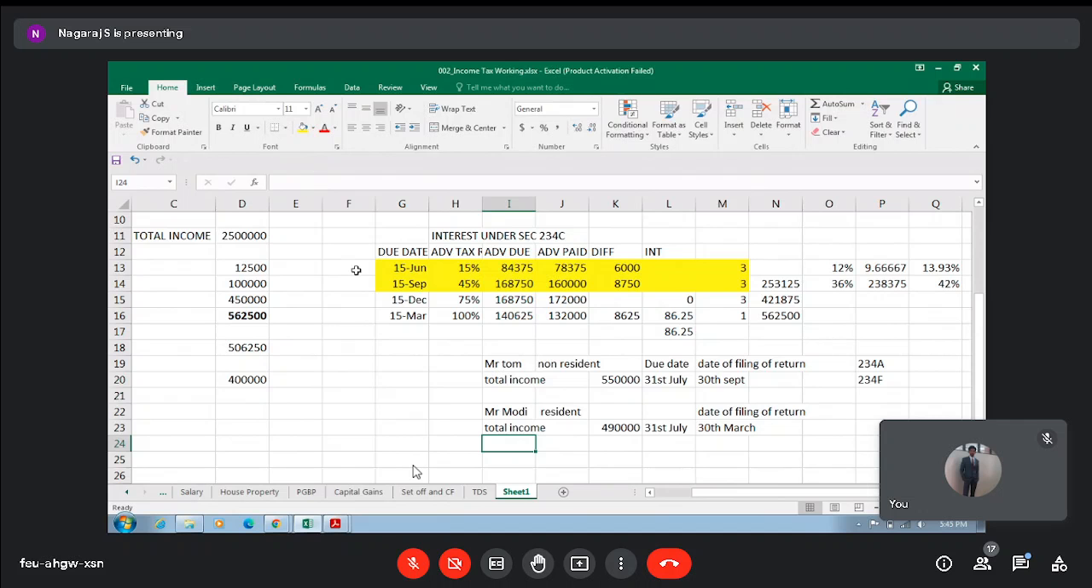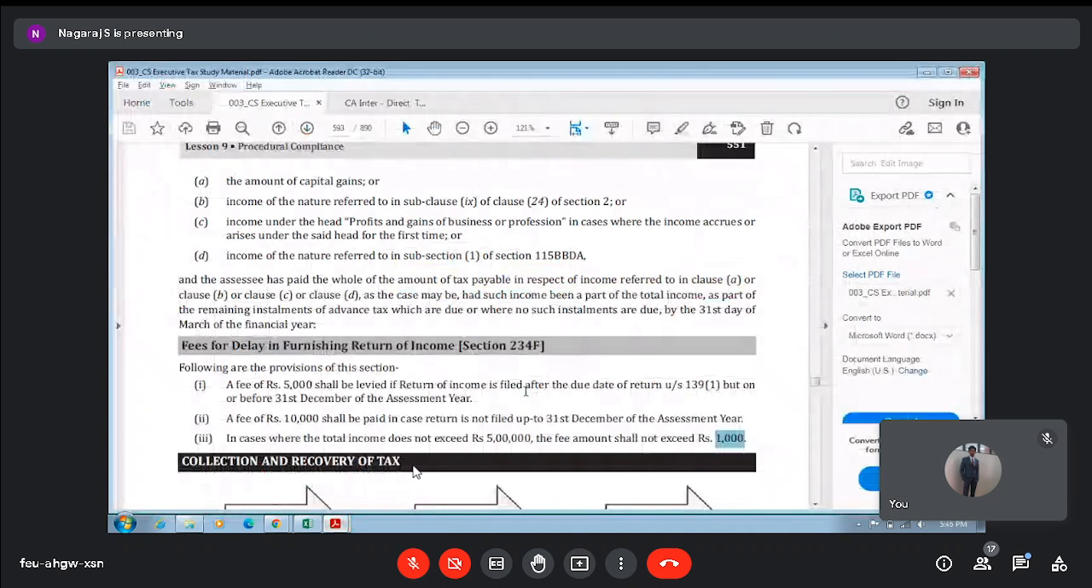Okay. In 234C, please remember these two, 12% and 36%. If you pay at least this much, then no interest on these. This is all about 234 A, B, C and F.